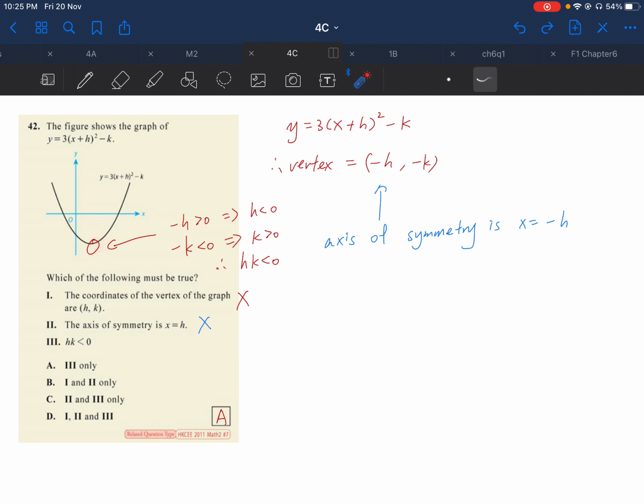So this part tells me the x-coordinate of the vertex must be positive. That means negative h is positive, so h itself is negative. Same idea: the y-coordinate of the vertex is negative. That means negative k is negative, so k itself is positive. A positive number multiplied by a negative number is going to be negative. So the third one is correct.